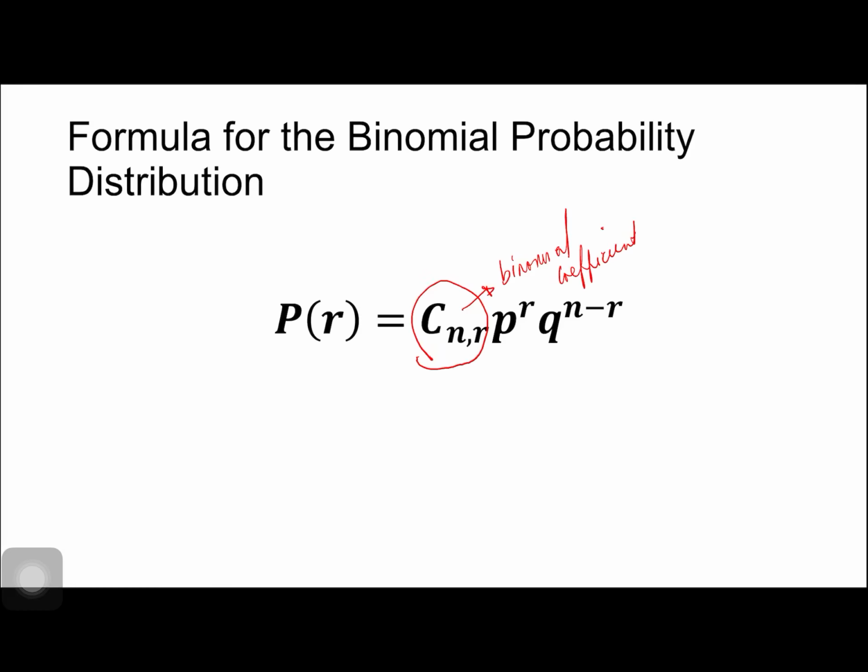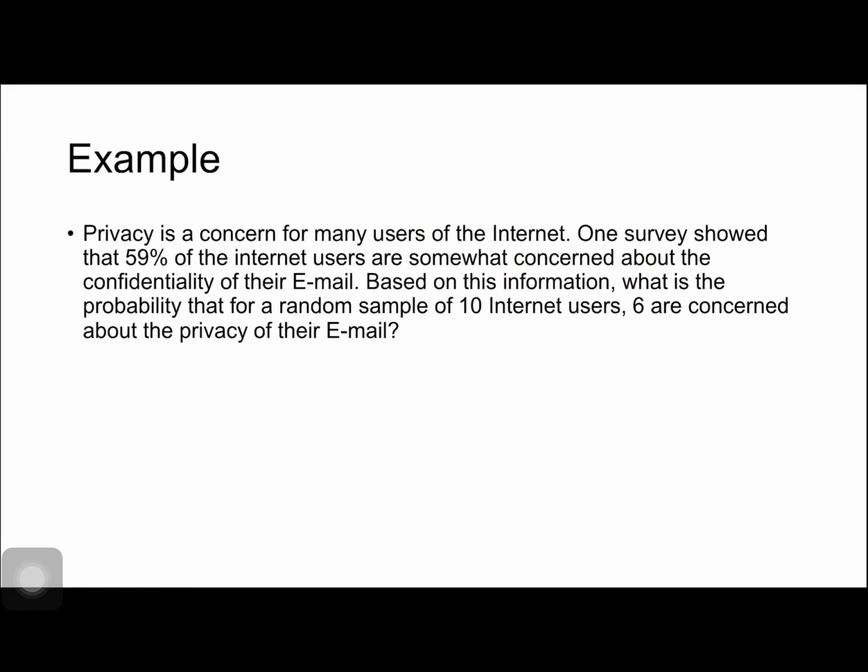So next, for our example problem: privacy is a concern for many users of the internet. One survey showed that 59% of internet users are somewhat concerned about the confidentiality of their email. Based on this information, what is the probability that for a random sample of 10 internet users, 6 are concerned about the privacy of their email?